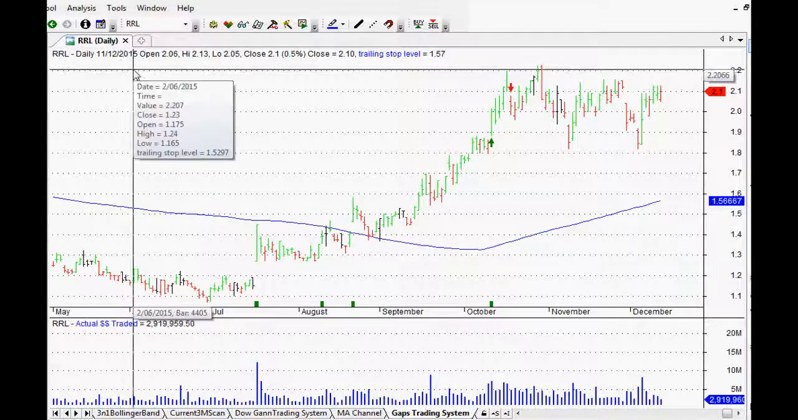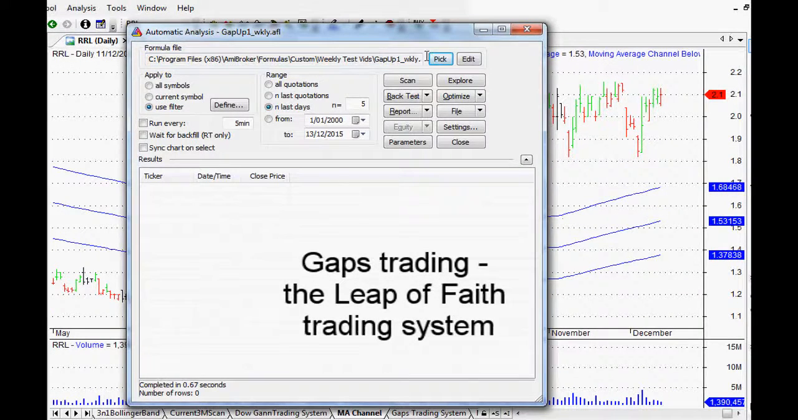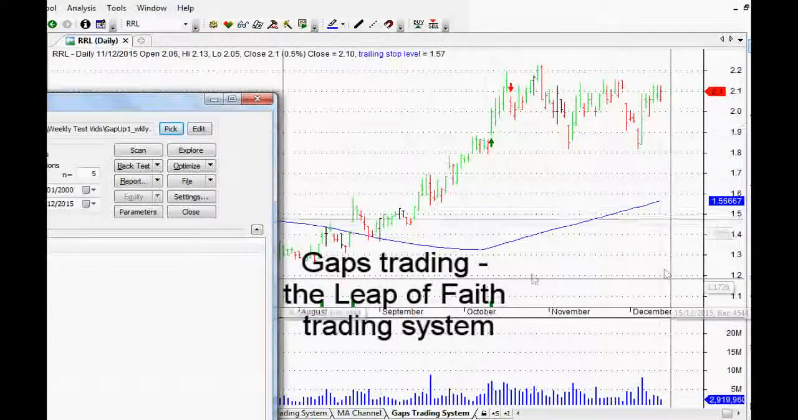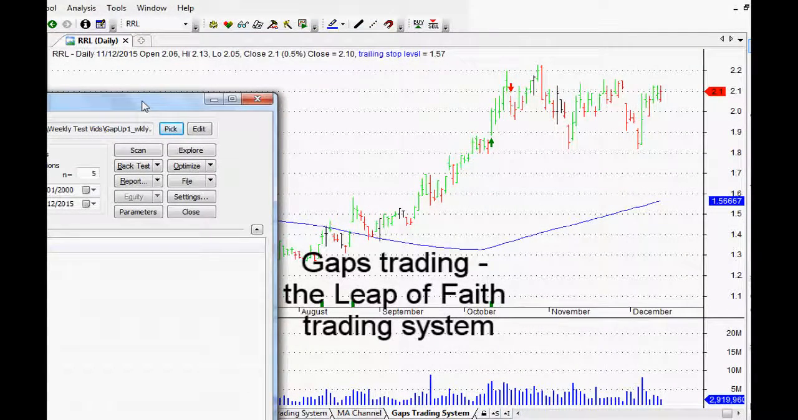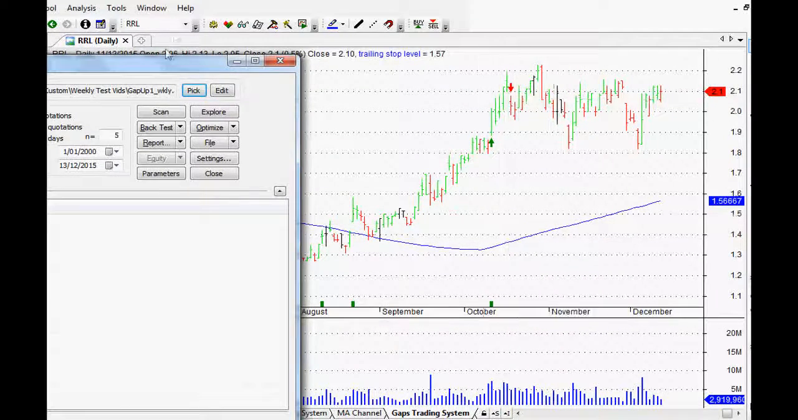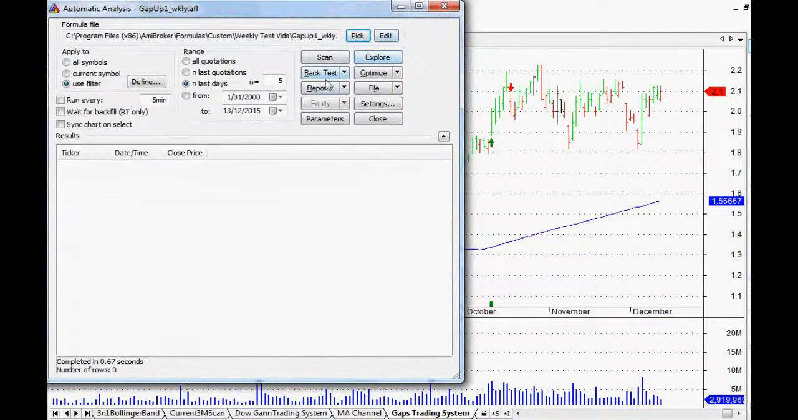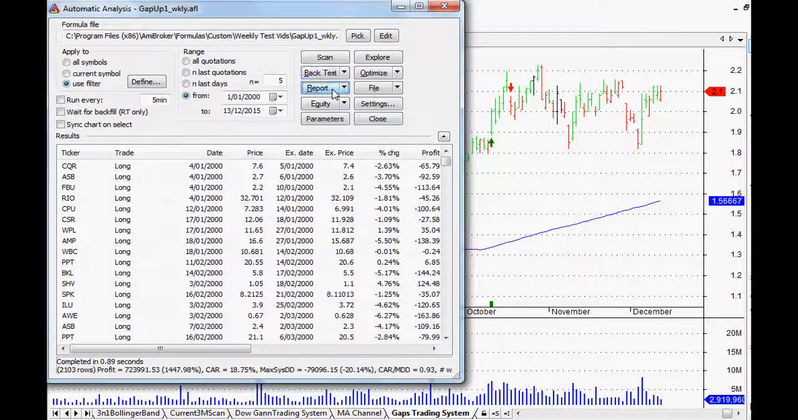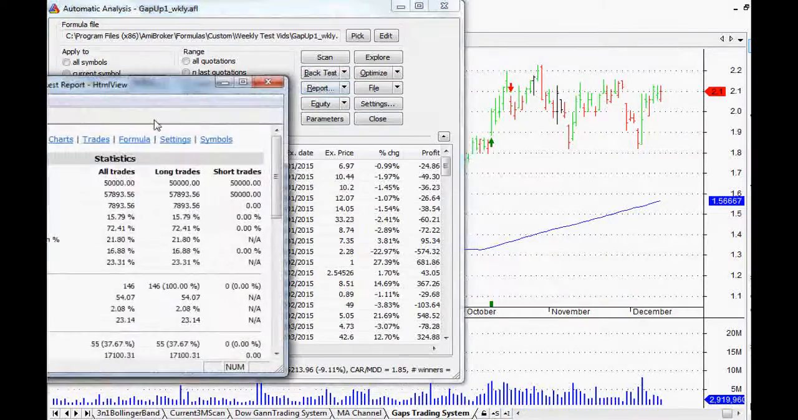It's really cool. But first of all, the gap trading system, which all it does is it buys when it has a gap and it's over its 150-day moving average. Very simple. It sells if it closes below that moving average or if there's a gap as well. So if we just do a quick back test over this last year, and then the report there.